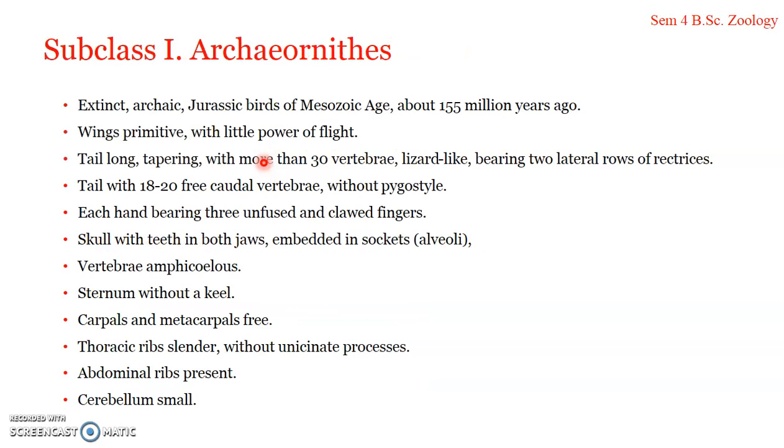The subclass Archaeornithes includes extinct or archaic Jurassic birds, birds which were dominant during the Jurassic period, about 155 million years ago. Their wings are primitive with little power of flight, and we have only fossil representations of the species belonging to Archaeornithes. They have a very long tapering tail, supported by more than 30 vertebrae, and lizard-like, bearing two lateral rows of rectrices.